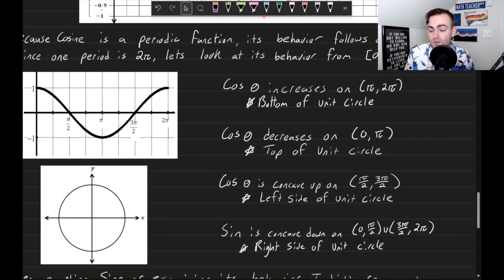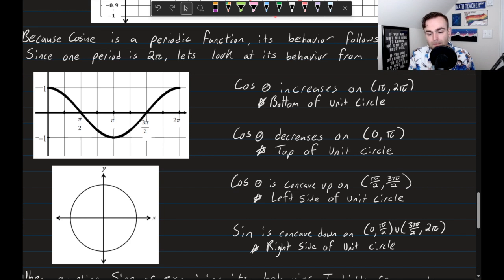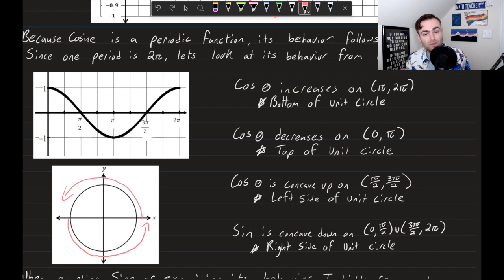So cosine is increasing from pi to 2 pi. And how do I see that on the unit circle? I'm looking at the x's. The x's go up from here to here. So again, I'm looking at the horizontal side of it now. So the x's go up from left to right. I'm going left to right when I'm on the bottom half, which is pi to 2 pi. It's decreasing on the top of the circle where I'm going right to left. So that is when we have 0 to pi. So 0 to pi, I can see it's decreasing. That makes sense. Concavity.